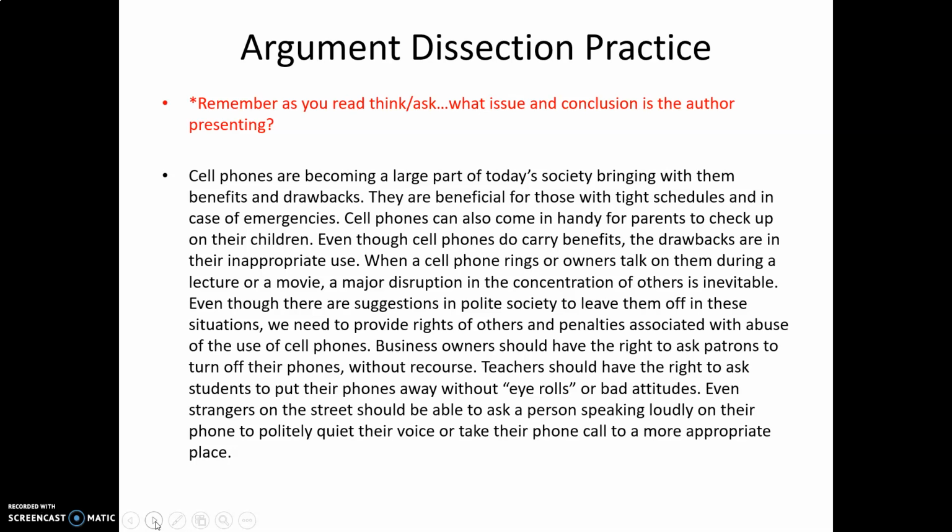Business owners should have the right to ask patrons to turn off their phones without recourse. Teachers should have the right to ask students to put their phones away without eye rolls or bad attitudes. Even strangers on the street should be able to ask a person speaking loudly on their phone to politely quiet their voice or take their phone call to a more appropriate place.